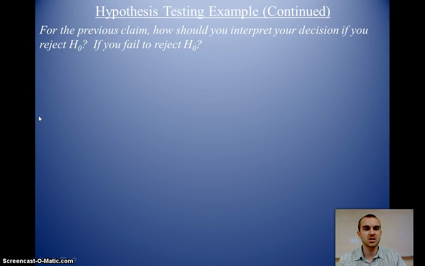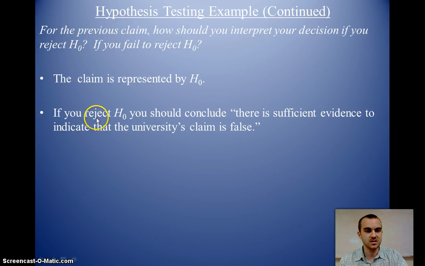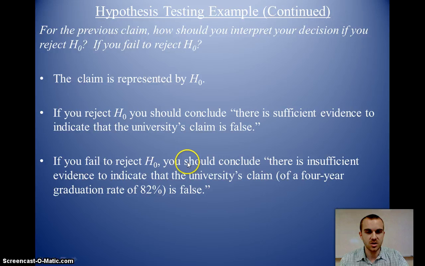And then if I wanted to actually interpret when I reject or fail to reject my null hypothesis. Now, since the claim is in the null, I'm going to be either stating that it is enough evidence to reject or not enough evidence to reject. So in this case, if I rejected the null hypothesis, I would conclude there is sufficient evidence to indicate the university's claim is false. And if it could not, I'd say there's insufficient evidence to indicate that the university's claim is false. I can't actually say that that's not true, it's just not enough evidence.